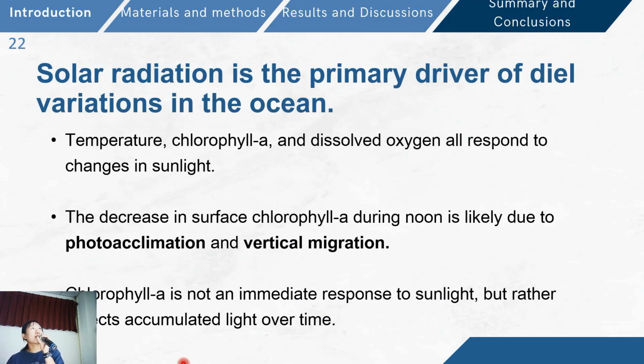Finally, solar radiation is the primary driver of Diel variation in the ocean. Temperature, chlorophyll, and dissolved oxygen respond to changes in the sunlight. The decrease in surface chlorophyll during noon is likely due to photoacclimation and vertical migration. And the study also highlights that chlorophyll is not an immediate response to sunlight, but rather reflects accumulated light over time. Thank you.